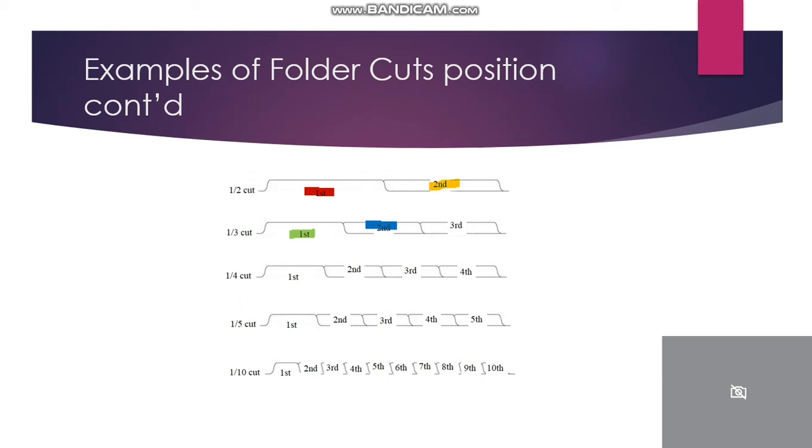So for the third cut, you have 1, 2, 3 positions. Okay, the same thing goes for the fourth cut, the quarter cut. 4 positions. 1, 2, 3, and 4. Same thing goes for the fifth cut. The fifth cut is going to have how many positions, you guys think? Exactly, it's going to have 5 positions.